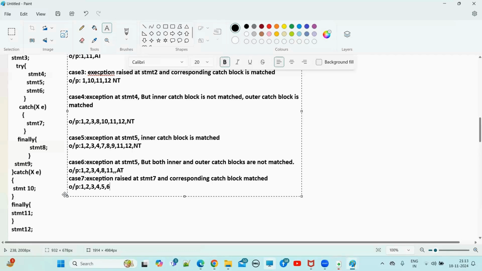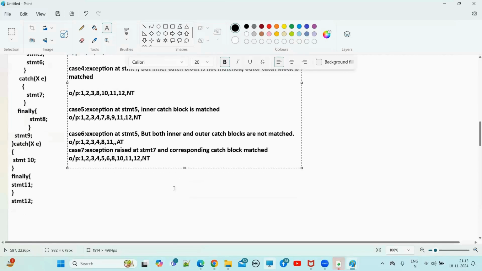Now 1, 2, 3, 4, 5, 6. After that, 8. Finally block will execute, 8, 10, 11, 12. Here 10. Now the outer catch block is matched, that's 10. And after that, the finally block, 11, will execute. After 11, 12. Normal termination.